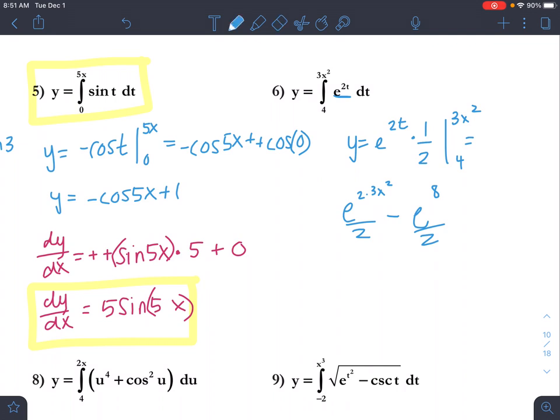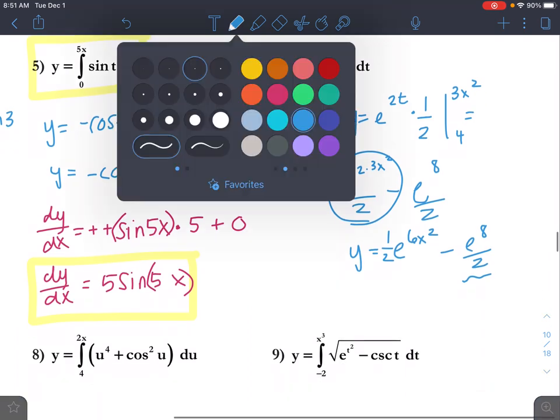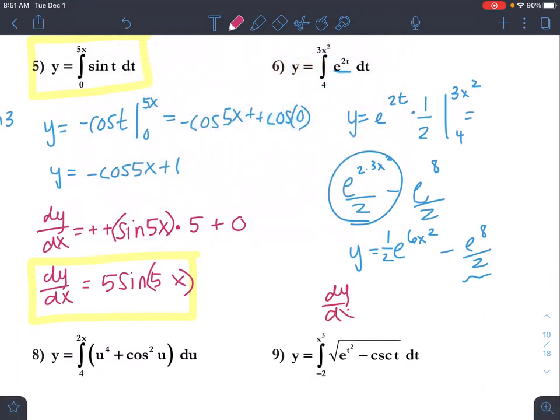All right, aka y equals e to the 6x squared times 1/2, that's just what this is, minus e to the 8th over 2. This, again, is a constant. E to the 8th is just some number. So take the derivative there, okay, dy dx, we would get 1/2 e to the 6x squared times the derivative of the exponent, so that would be 12x, okay, minus 0. 12x and 1/2 cancel out a bit, so we get dy dx is 6x e to the 6x squared. Okay, so again, looking for these connections.